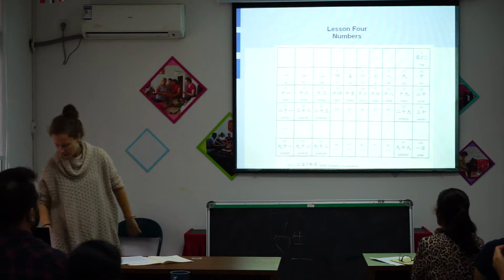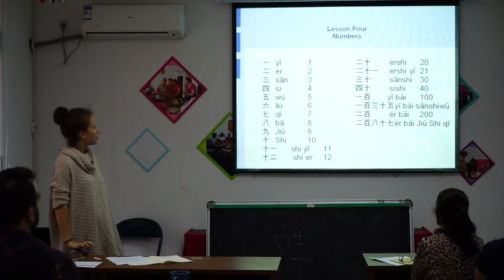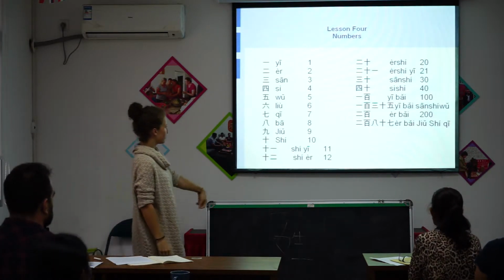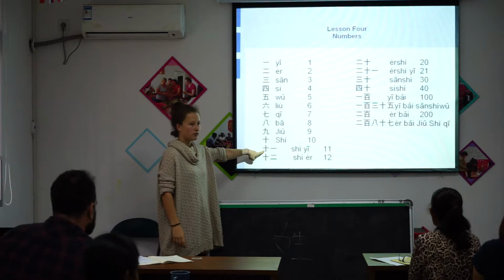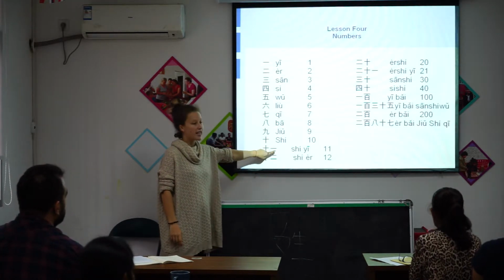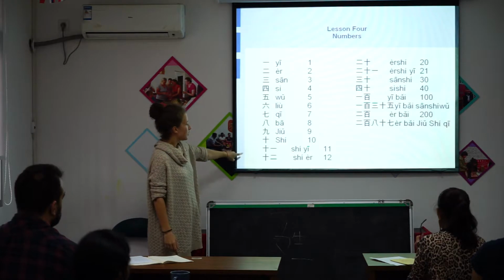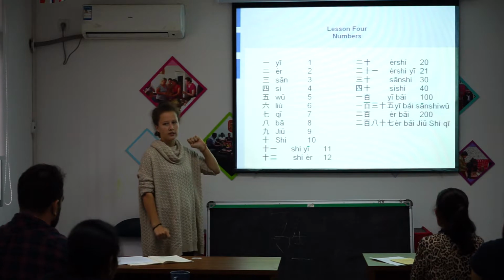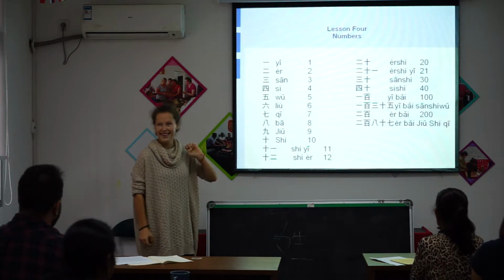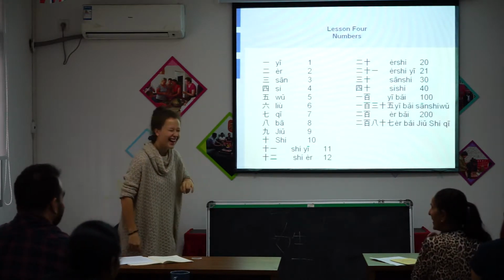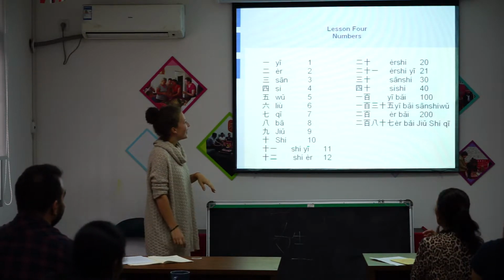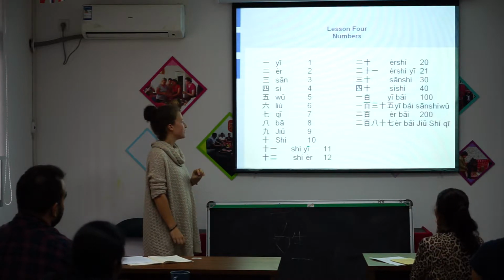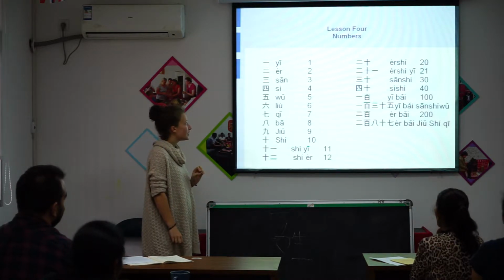Yes. Okay, let's have a look. I wrote it here because it's easier to see. And then if you want to say 11, you just combine number 10, shi, with yi. 11 means shi yi. 12 is shi er. How would you say 13? Yes, 13. How about 17? 17. Very good.